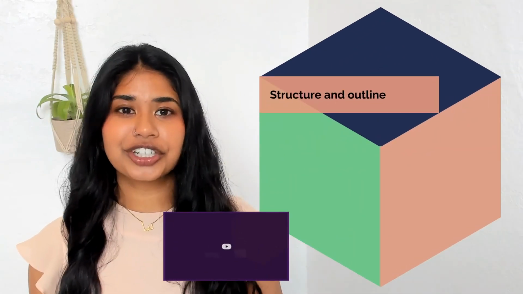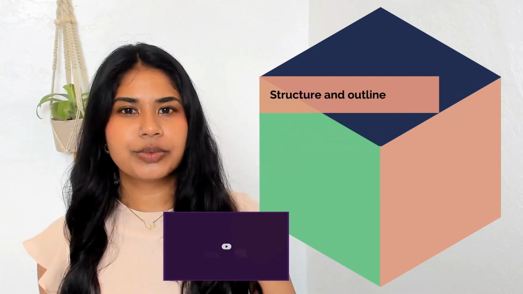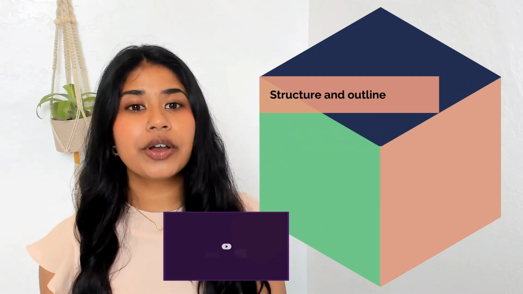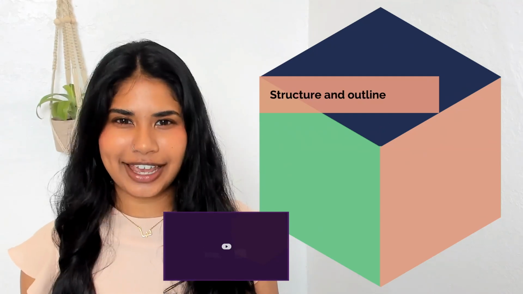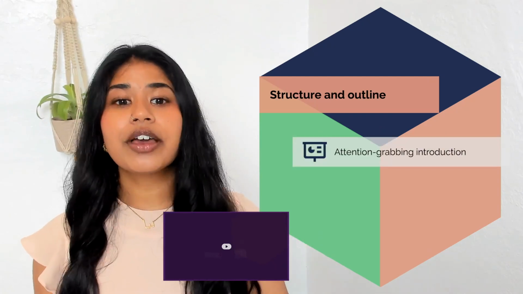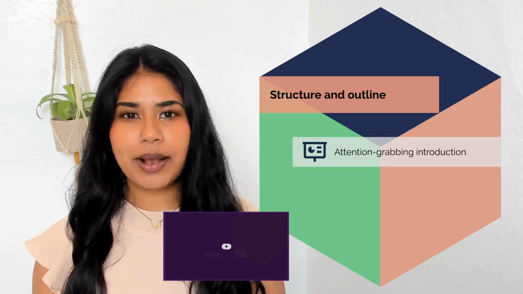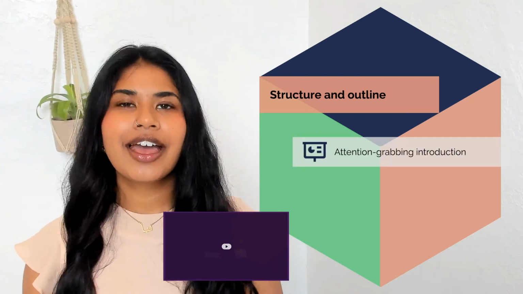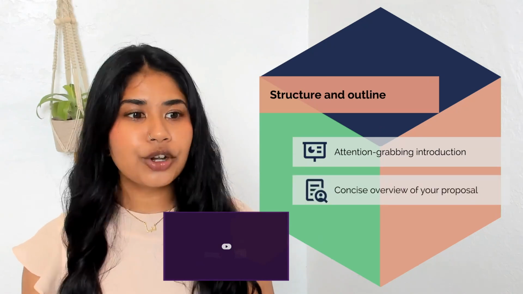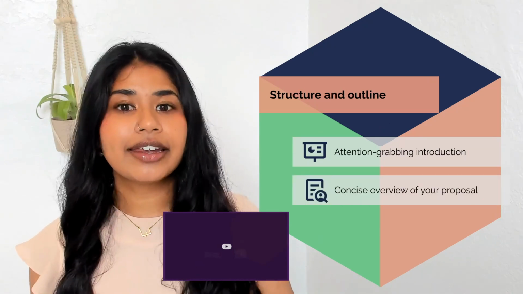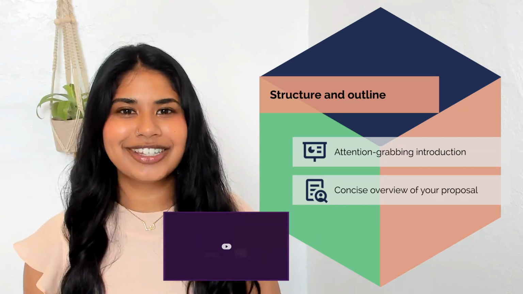Step 2, structure and outline. A well-structured presentation ensures a smooth flow of information and keeps your audience engaged. To do that, begin with a compelling introduction that grabs attention and provides context. Then, follow it up with a concise overview of your proposal, highlighting key benefits and value propositions.